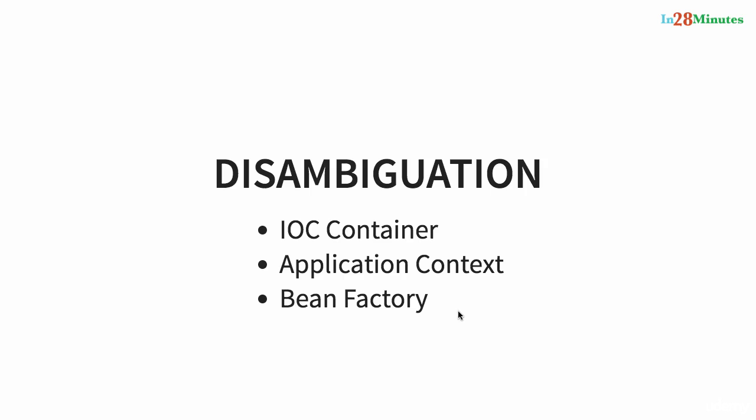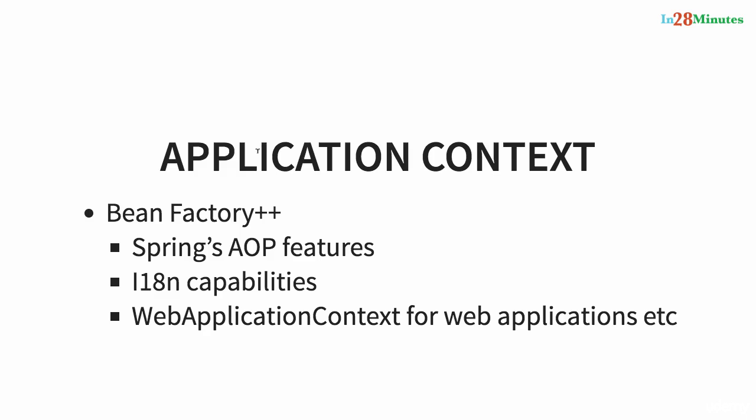Now, what is the difference between an application context and a bean factory? Application context is nothing but bean factory plus plus. The core features of Spring are inside the jar called spring-core, and that's what the bean factory provides. Bean factory provides the basic management for beans and wiring of dependencies. That's it. It doesn't provide anything more.